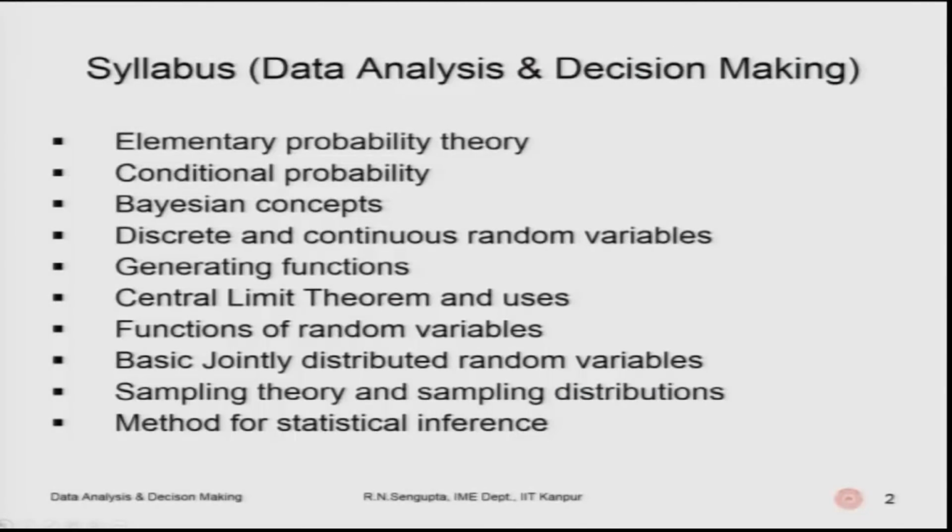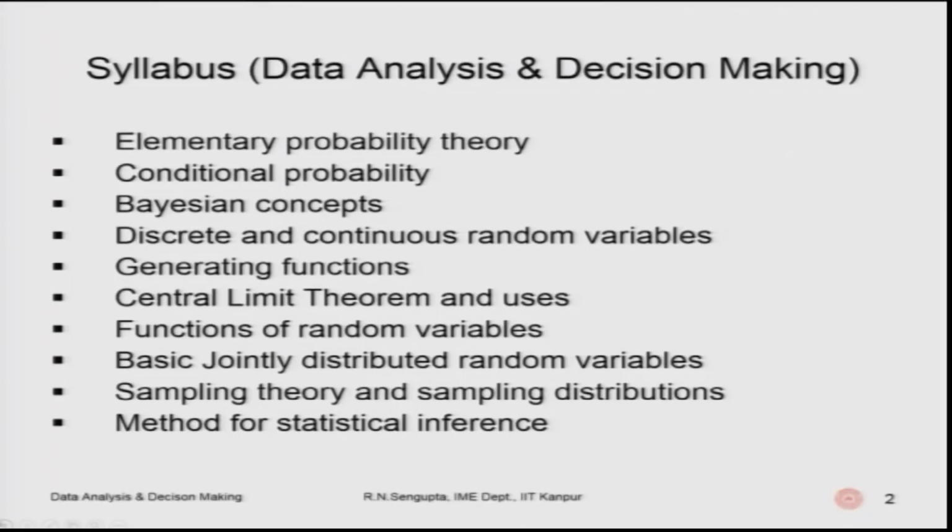So, we will consider very briefly the concept of elementary probability theory, the concept of conditional probability and what it means. We will go through the Bayesian concepts very briefly and to the point. Then we will consider discrete and continuous random variables, what we mean by random variables, and the concepts of probability theory, chance and relative frequency. I will cover that also.